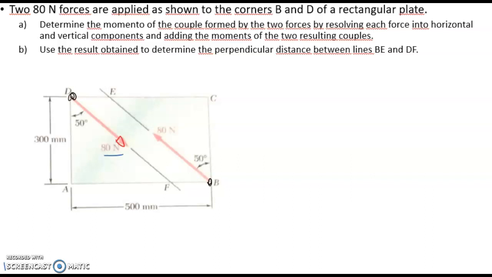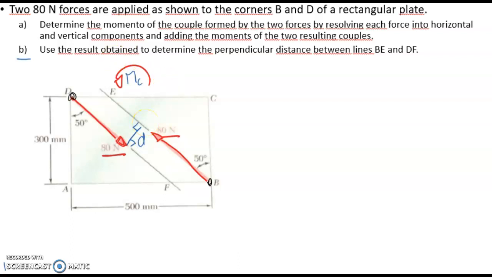So, for the first part, we know we're working with a couple. Why? Because we have two forces parallel to each other, with different sense and the same magnitude. So we're going to calculate the moment that creates. I don't know if it's going to be a positive or negative moment; I'm just placing the moment created by these two forces. And for part B, we're going to use this same moment to calculate the distance that's perpendicular to these two lines.